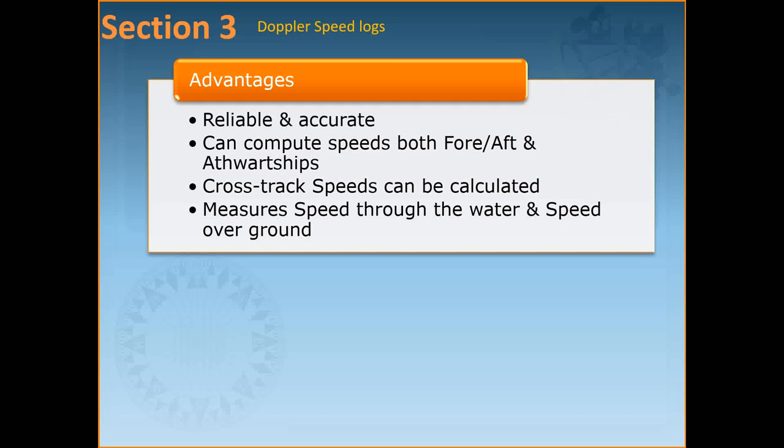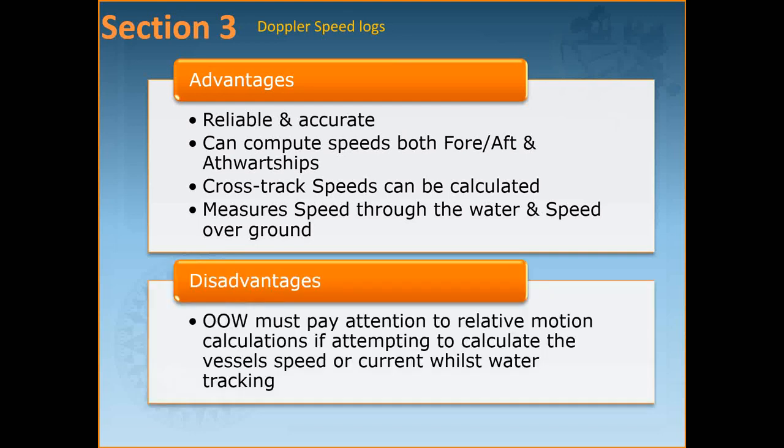They can compute cross-track speeds as well, and they can measure speed through the water as well as speed over the ground, which is not the case with electronic logs. Electronic magnetic logs can only measure speed through the water. The disadvantage is the officer on watch must pay attention to relative motion calculations if attempting to calculate the vessel's speed or current whilst water tracking.